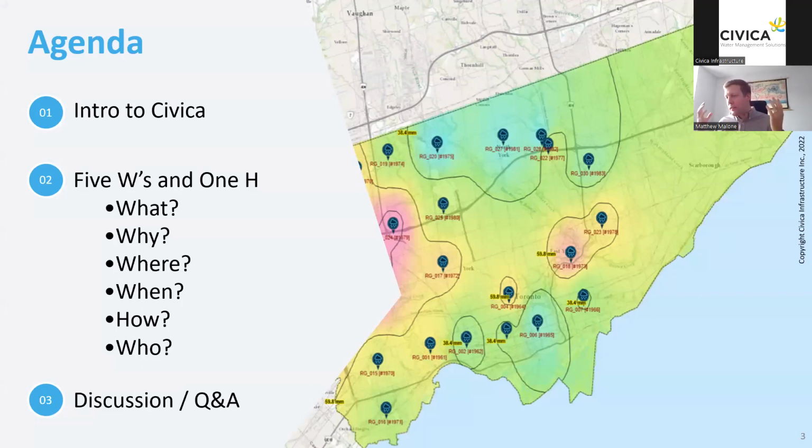And then really when I was thinking about an introduction to the topic, it's really trying to talk about the 5 W's and 1 H of what a flow and rainfall monitoring program is. Again, more at a higher level today, but we'll try and go through and tackle some of these key questions of these programs.